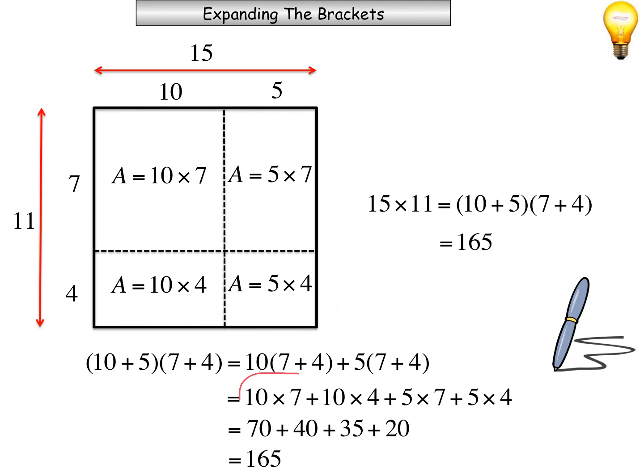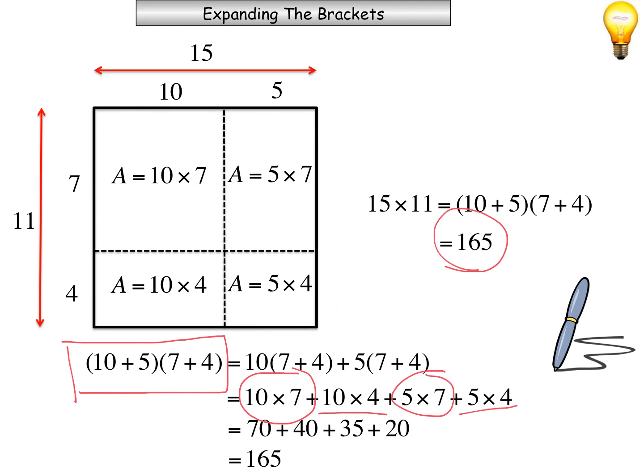And this works out to be 70. This works out to be 40, this works out to be 35, and that works out to be 20. Find the sum of those 4 numbers, and it works out to be the same as what we started with at the beginning, 165. So this particular expression here is called a binomial expansion.